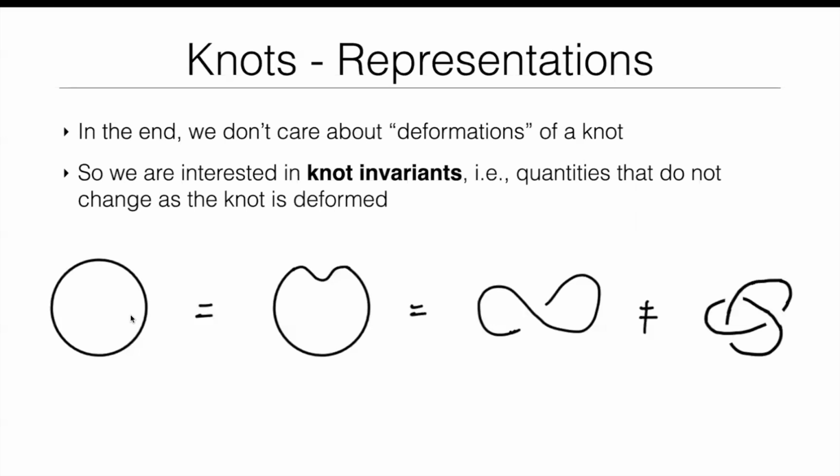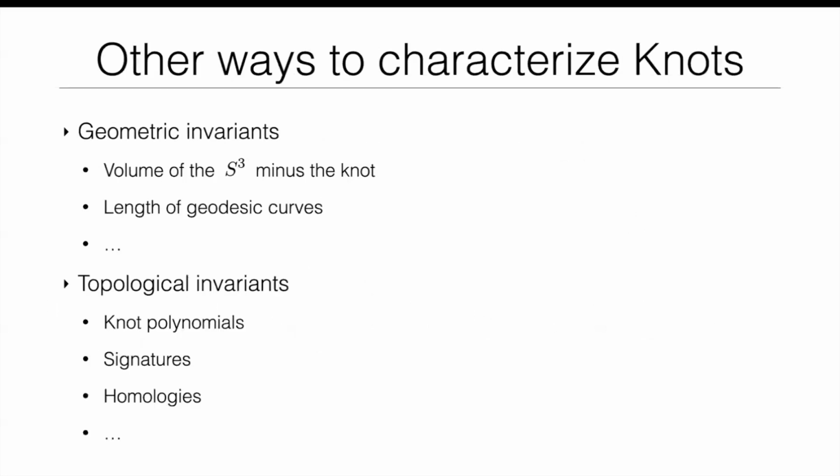And the way they do this is they have some geometric invariants where they look at these knots as geometric objects and assign geometric quantities, let's say, lengths of geodesic curves in these knots. Or they take the knot, they drill it out, so they drill out the knot from the three-dimensional space and calculate the volume. So there are these geometric invariants that you can use to describe a knot.